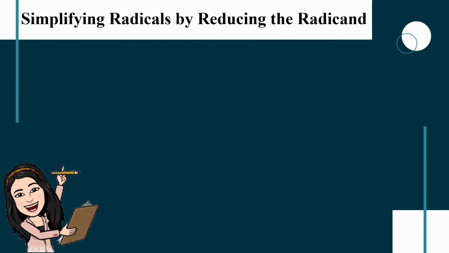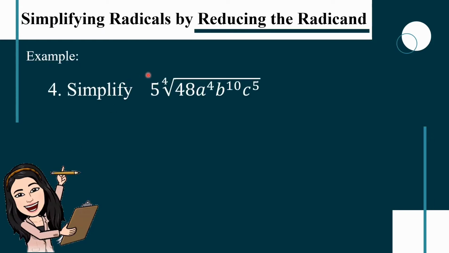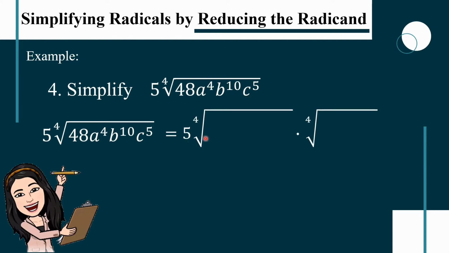Now, let us have our fourth example in simplifying radicals. Let us have this expression 5, fourth root of 48 a raised to 4, b raised to 10, c raised to 5. So, how are we going to solve this? First, again, we need to put our two radicals. Ang ating power ngayon ay 4 since ang ating index ay 4. We have fourth root.